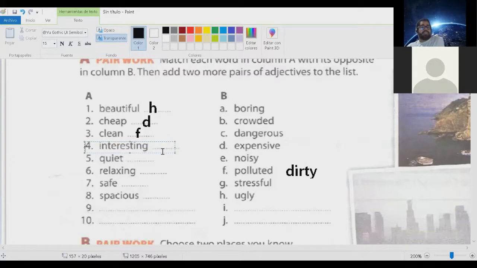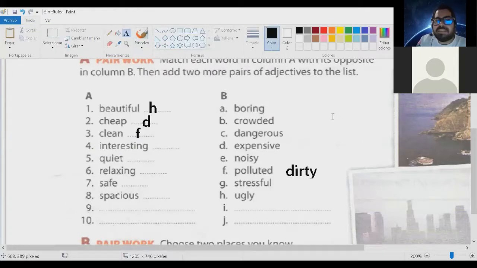Boring. Boring, exactly. Boring, guys. For example, there are some topics, guys, in the classes that are boring. Because we have interesting, something interesting. Okay, teacher, this is interesting. This is nice. Okay, this is really interesting. But then we have the opposite, guys, and the opposite is boring. Kind of aburrido, right? And yeah, sometimes it happens, guys.